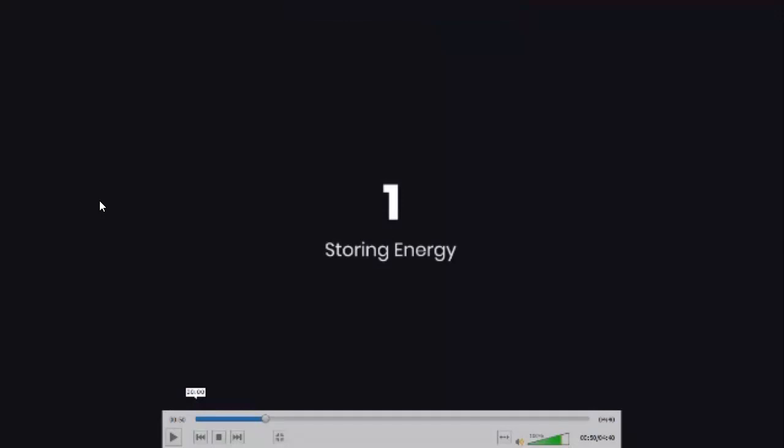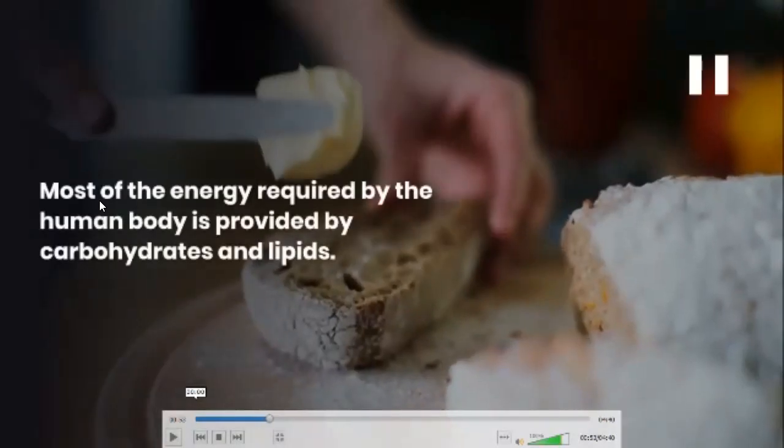Fat is like a storage tank of energy in the body. I'm going to explain why to you. Most of the energy required by the human body is provided by carbohydrates and lipids. So you should know that most of the energy required by our body is provided by carbohydrate, and that means fat is a source of energy also. The same thing, carbohydrate is a source of energy, right?